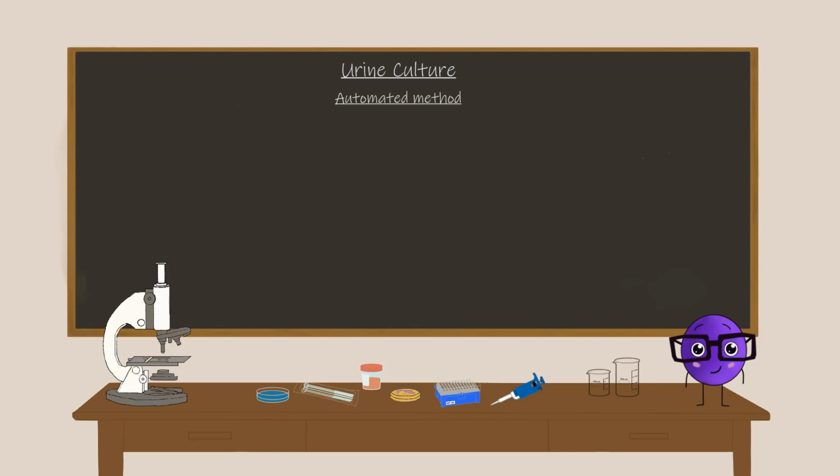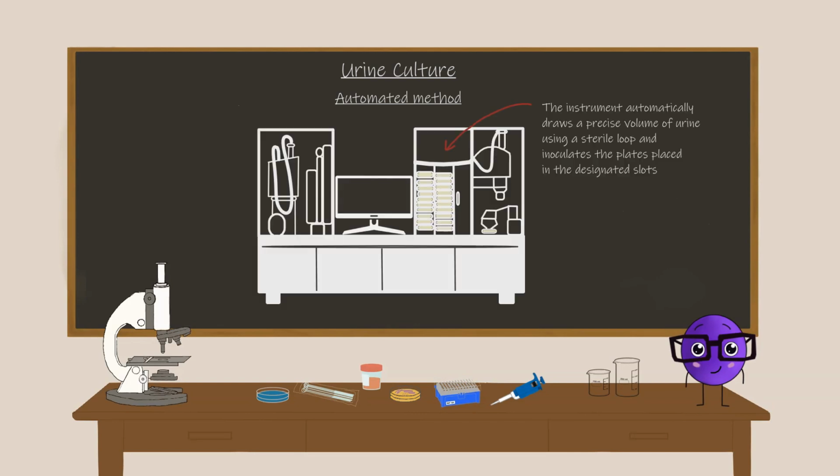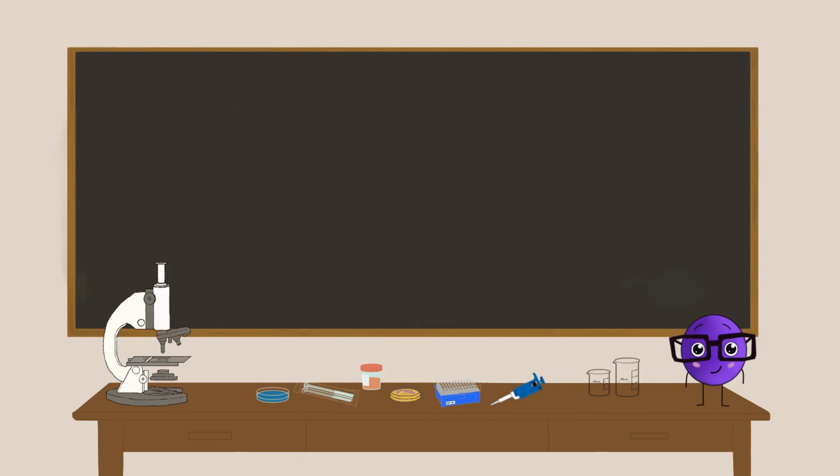Automated method. Automated systems for urine cultures are advanced laboratory instruments that streamline the process of culturing and analyzing urine samples. Automated systems can process multiple samples simultaneously, requiring minimal user interaction and allowing for quicker results compared to manual methods.